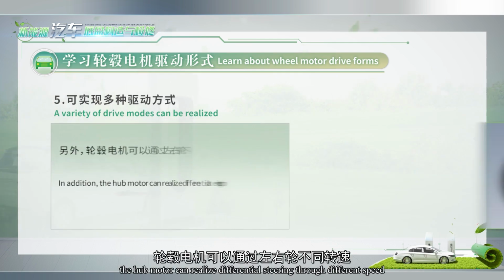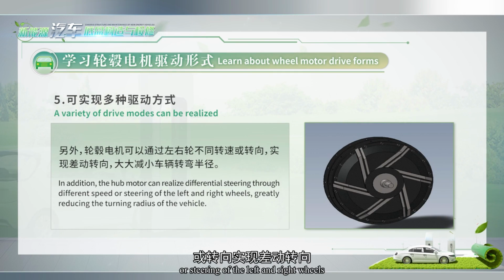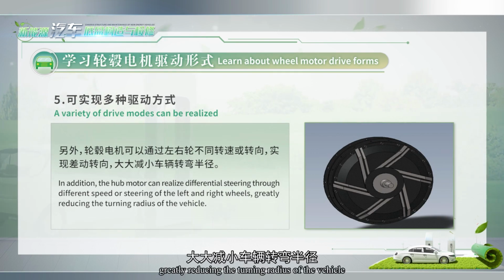In addition, the hub motor can realize differential steering through different speeds or steering of the left and right wheels, greatly reducing the turning radius of the vehicle.